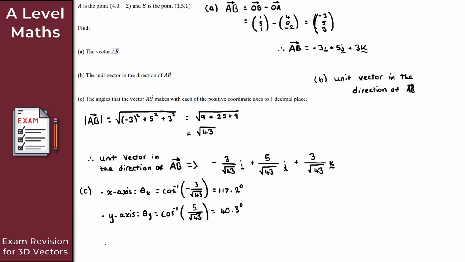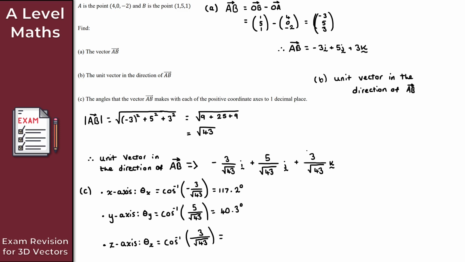And then finally for the z-axis here, so that's theta of z, like so. Again, we just take cos inverse here. And in this case here, we take cos inverse of this final coefficient. So the coefficient then of our unit vector k. We get cos inverse of 3 all over root 43. Like so there. And again, all you need to do here is just put this into your calculator.